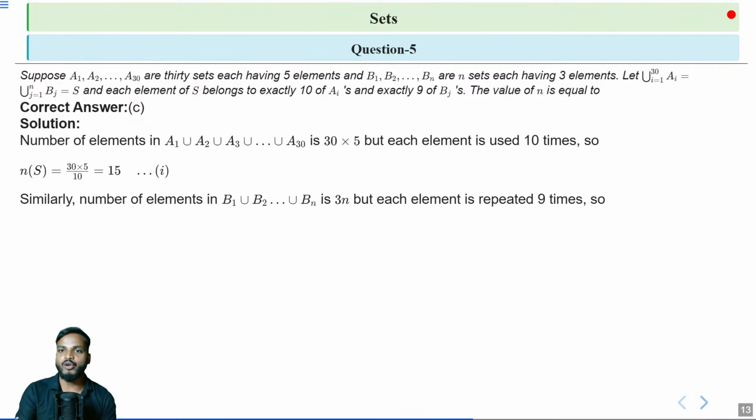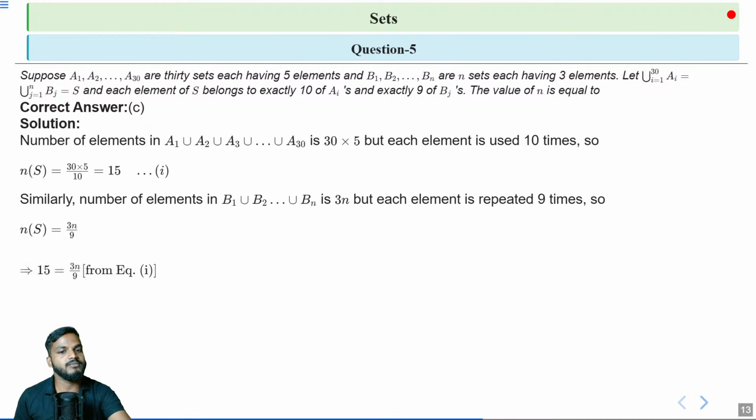In a similar way, if you are talking about the union of sets Bj, so B1 union B2 union dot dot dot union Bn, these are also not disjoint sets, because if an element belongs to that union, then it belongs to exactly 9 of the Bj. If it were disjoint, then its cardinality would be 3 into n, but each element is repeated 9 times and counted only once in the union. So to find the cardinality of the union of all Bj, we must divide by 9. So it is equal to 3n by 9.